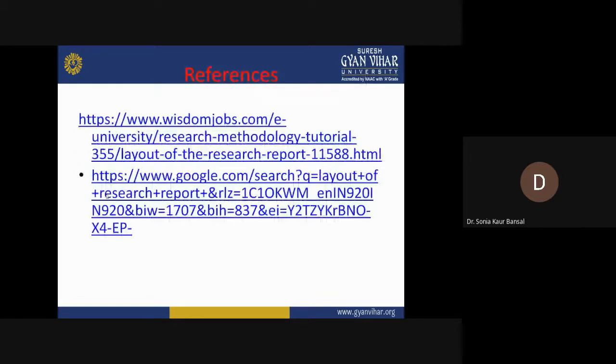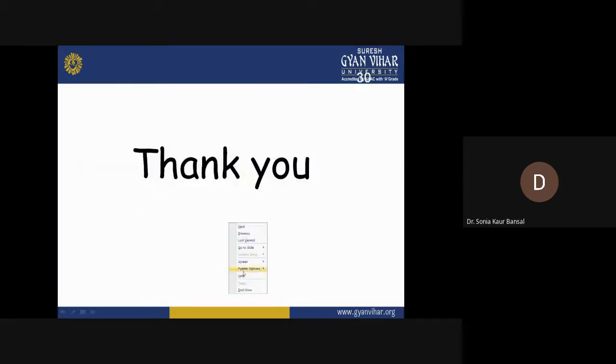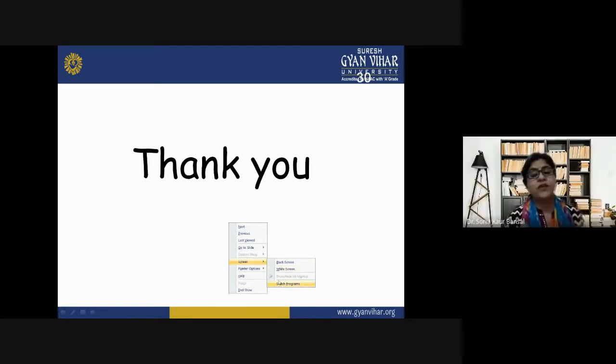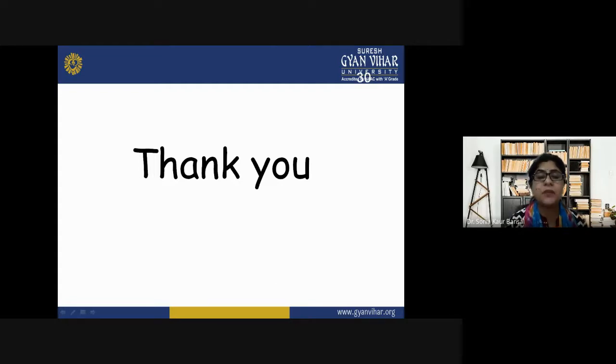Now, see students, there are some references for your further study, and I really hope that you will write a good research report, taking the help of whatever I have told you. These are the mechanics and layout, but you must remember that a good research report is a detailed presentation of a research process and findings, and it usually includes tables and graphs.